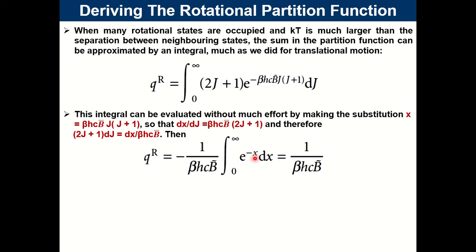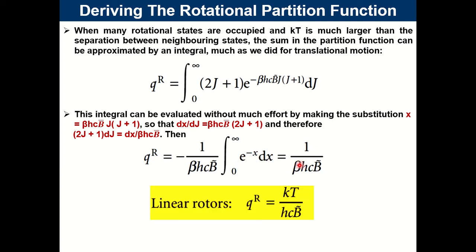So we get a simple expression, e to the power minus x dx, which we evaluate within the limits. When you do this, qr will turn out to be this. This is how we derive this expression for linear rotors.